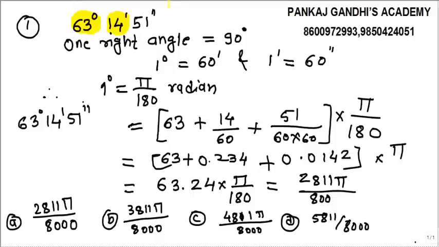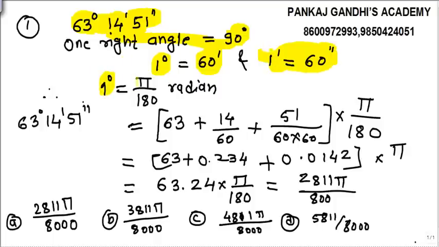Question number 1. Here we have to find out the radian value of 63 degrees, 14 minutes and 51 seconds. The definition: in a right angle triangle we divide a right angle into 90 equal parts, that is called degrees, and each degree is divided into 60 equal parts called minutes, and when we again divide a minute into 60 equal parts, that is called seconds. So 1 right angle is 90 degrees, 1 degree is equal to 60 minutes and 1 minute is equal to 60 seconds.